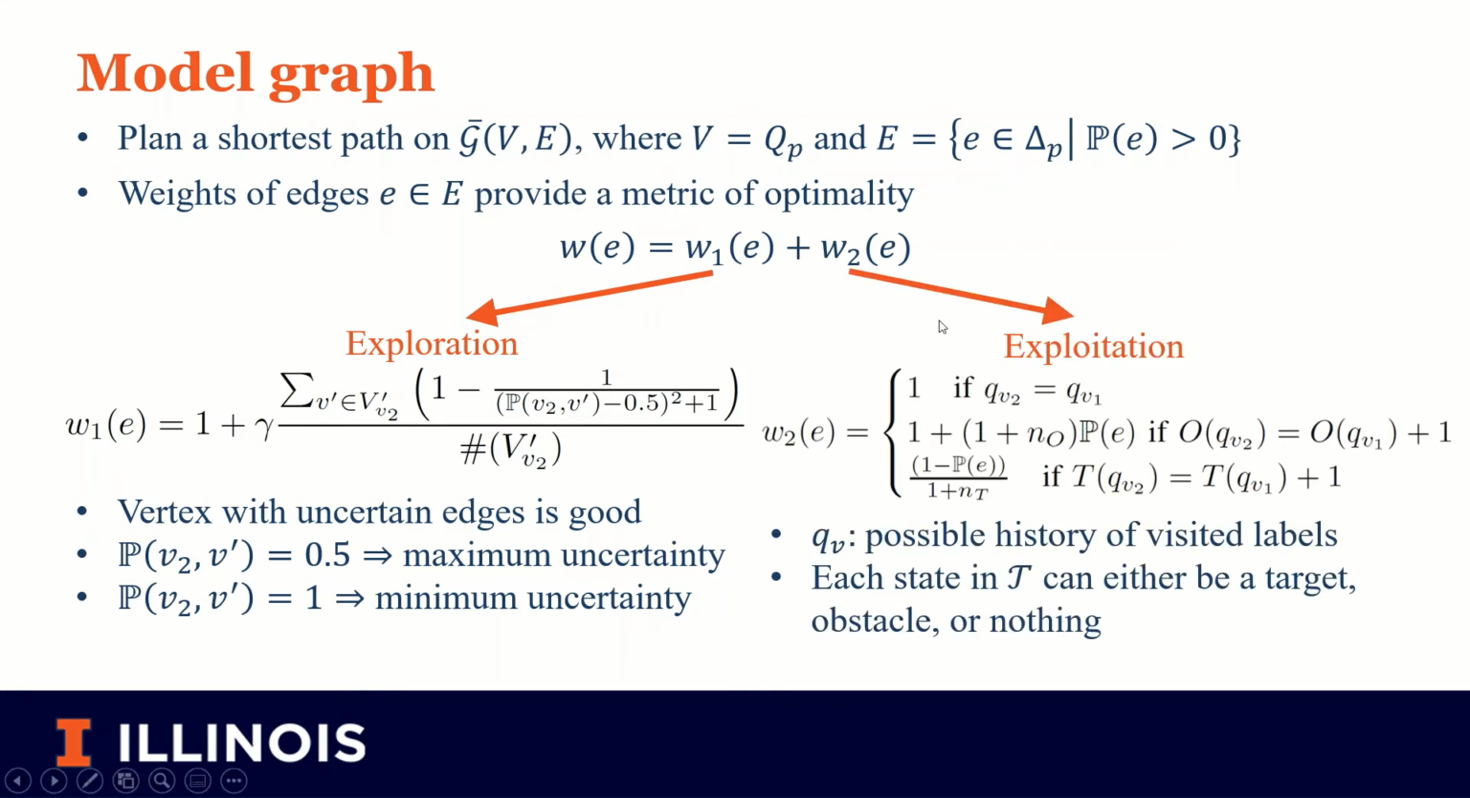And the second weight is the exploitation weight. So your goal is to visit a certain number of targets while avoiding the obstacles. So you give a large exploitation weight if that edge takes you possibly to more obstacles, and you give a small exploitation weight if the edge takes you towards a target.